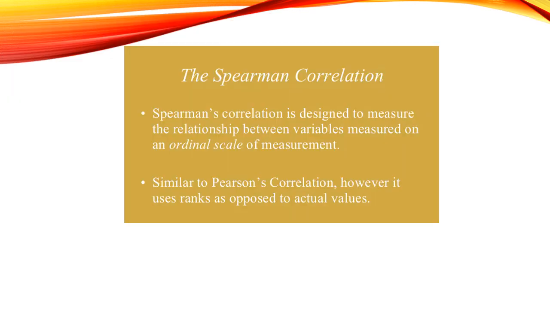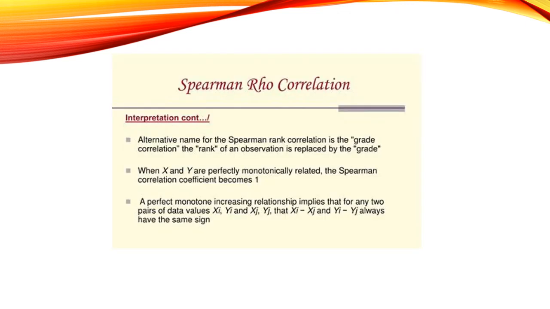Okay, that's all about the Pearson correlation. Here I am going to present the Spearman correlation. The Spearman correlation is designed to measure the relationship between variables measured on an ordinal scale of measurement. Similar to the Pearson correlation, however, it uses ranks as opposed to actual values. So let's see how it comes.